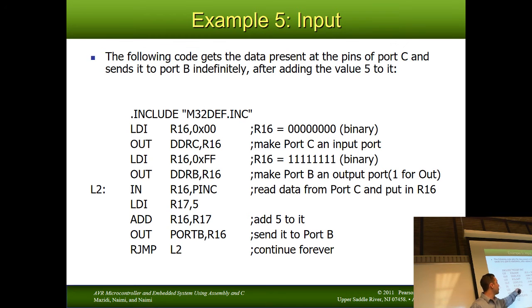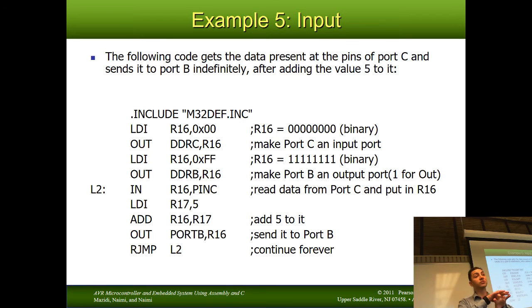So we read in from the pin register, and that tells us what is on those 8 pins or 7 pins of port C. Then what do? We load in 5 to R17, and we add 5 to whatever that number is. Okay, so here we've loaded in, let's for now say 8 bits of port C. We've added 5 to it, and then we sent that number, R16, back out to port B. So what this effectively does is reads in a number from the port C, adds 5 to it, sends that sum to port B, and it repeats that forever.